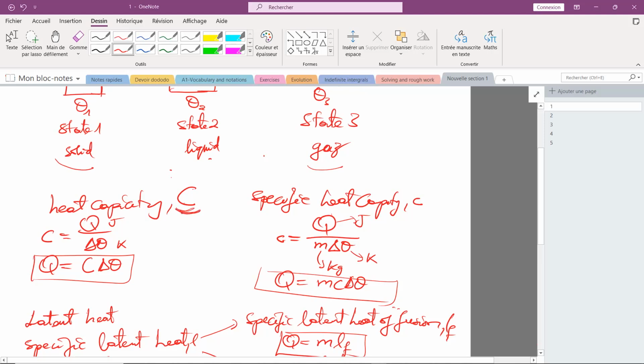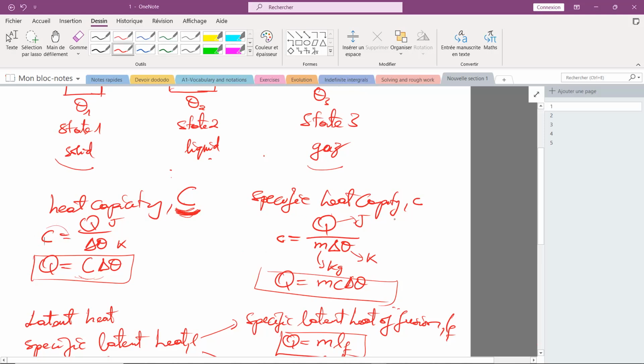So, the heat capacity, the symbol is what? The symbol is always capital C. And the formula is what? You can remember this formula for you to easily make big C the subject. Remember this formula, Q equals C delta theta. Q equals big C delta theta. From there, you can make big C the subject. This is the heat capacity. You understand?